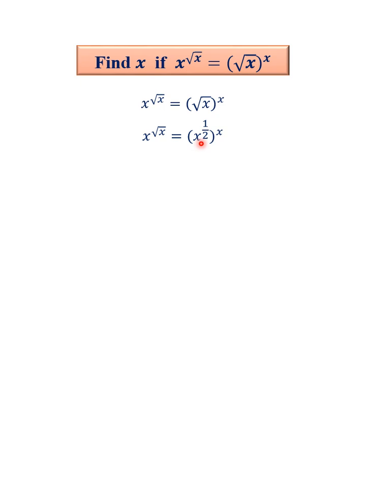According to the power of power law of indices, this power can multiply this power so that we now have x to the power of root x is equal to x to the power of x times 1, x all over 2, x to the power of x all over 2. Now the bases are the same. x is the same with x. We can now equate the powers so that root x is equal to x all over 2.